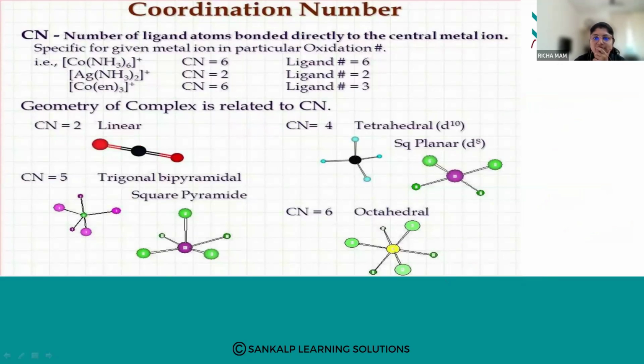When you have coordination number 5, the metal will be in the center. These are the three ligands here, and here 2. This is termed trigonal, so you can see a triangle at the base, and this is bipyramidal. So like this.